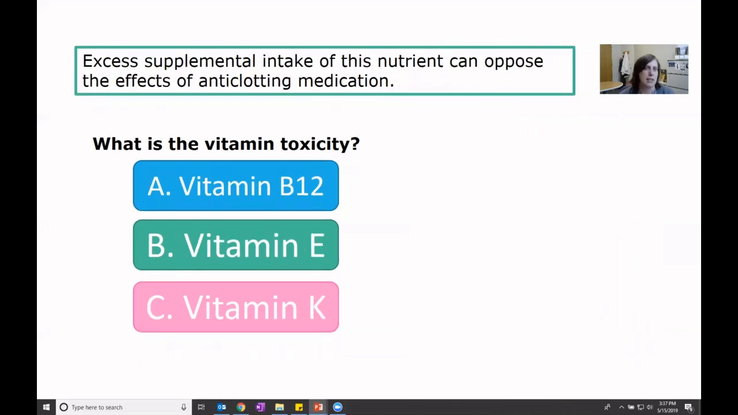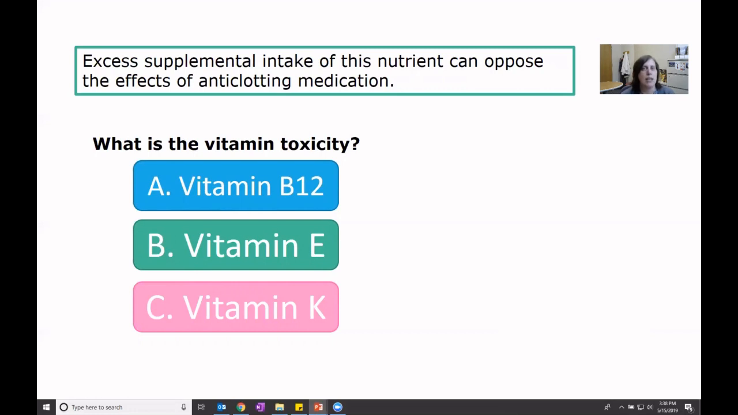What about this description and toxicity? Excess supplemental intake of this nutrient can oppose the effects of anti-clotting medication. What is the vitamin toxicity? Vitamin K is the answer, because if you remember, vitamin K is involved in blood clotting proteins. So if you are on a medication to prevent clotting, then taking a supplement of vitamin K in excess may potentially oppose it.